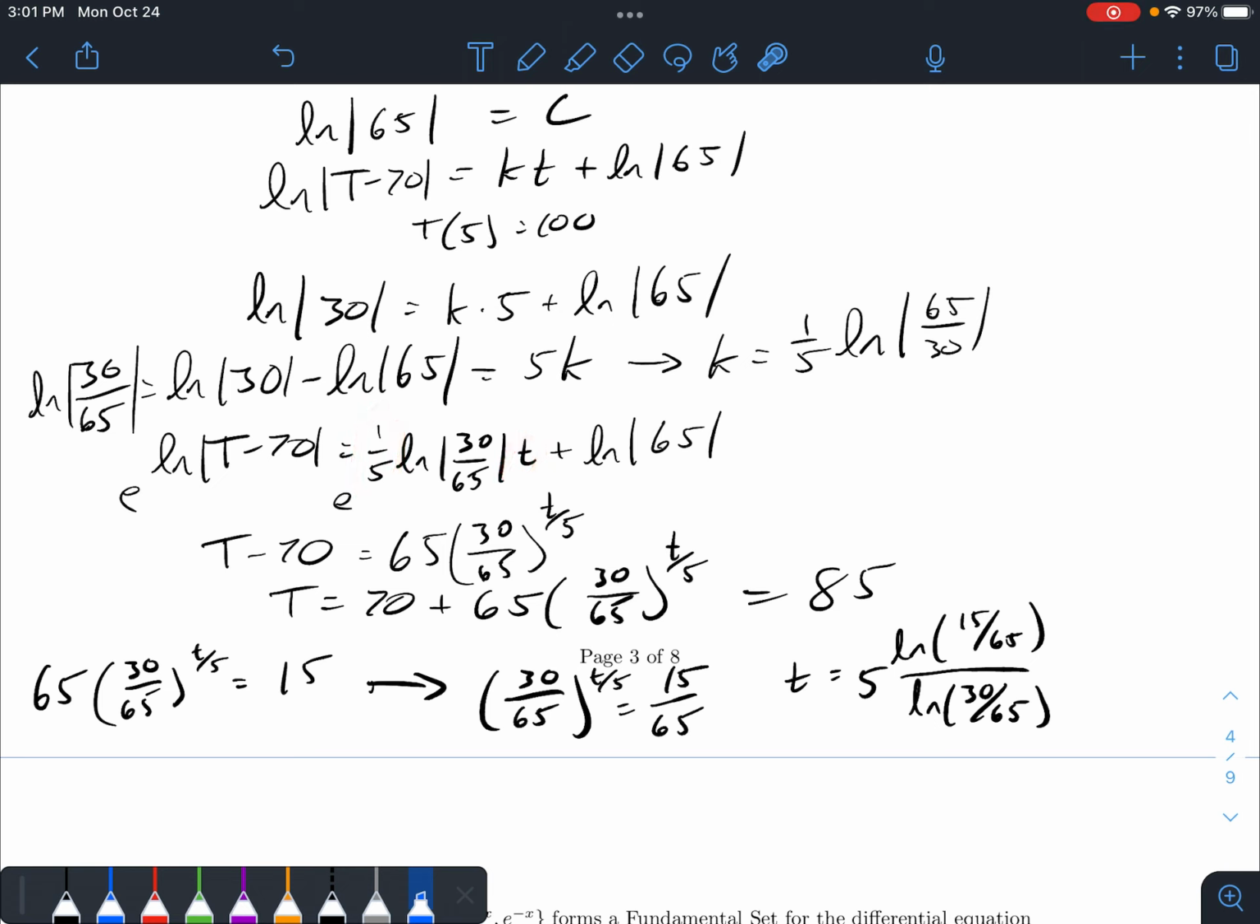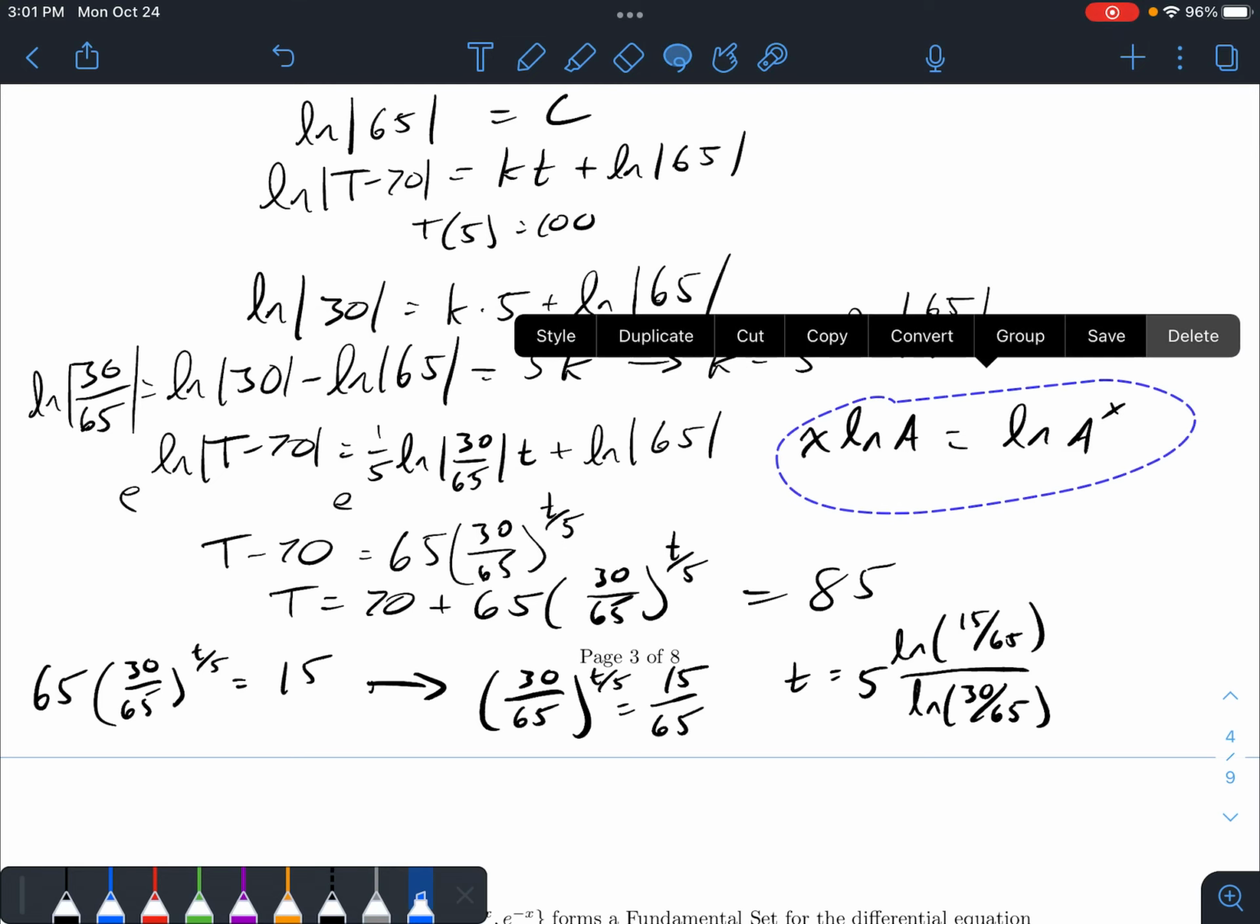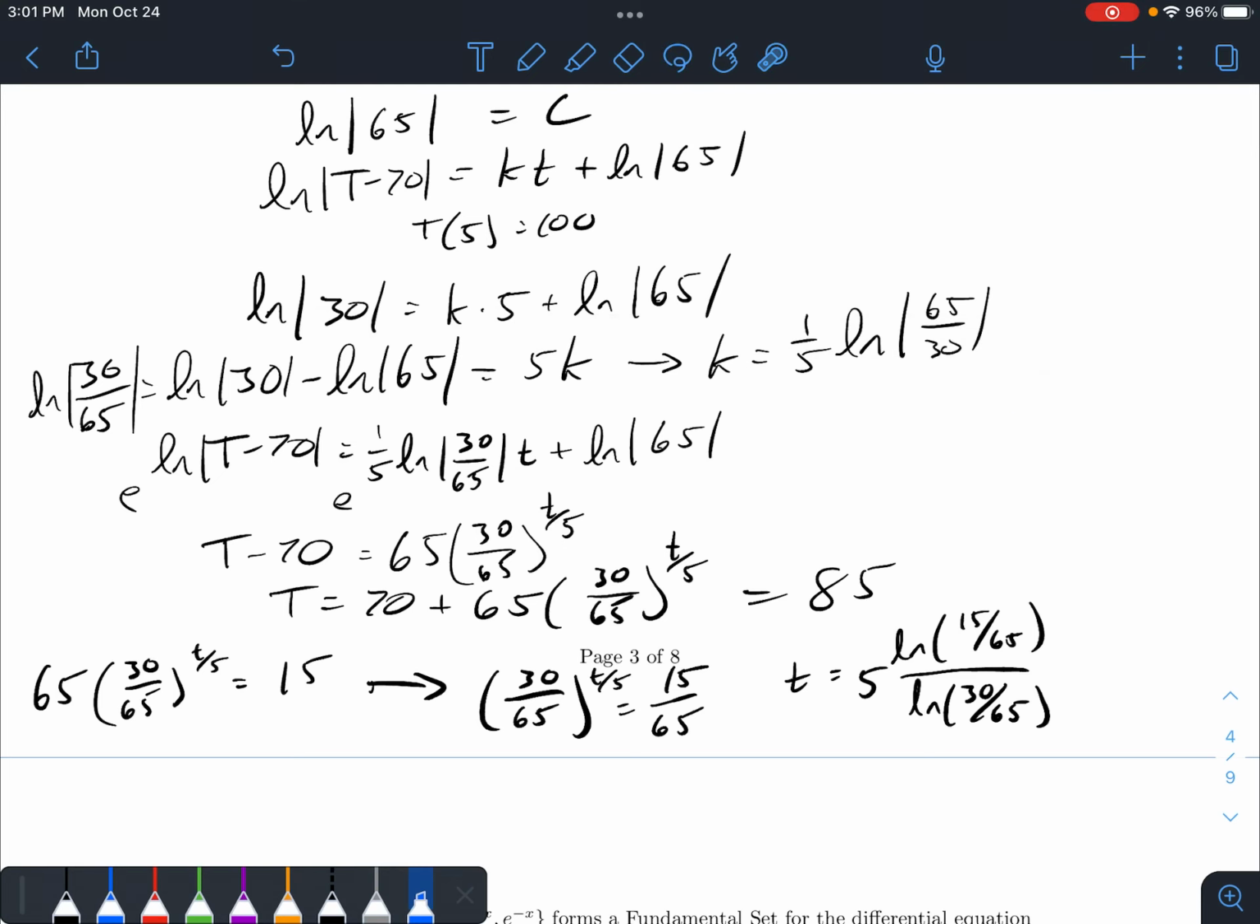Also, when I did this and this, I was using the log rule x ln of a equals ln of a to the x, and I was applying that to the 1/5 and to the t. I wrote my new exponent as 5t, but it should have been 1/5 times t, so t over 5 should have been my exponent as well. So it's a good thing to check your work when you're doing this stuff.